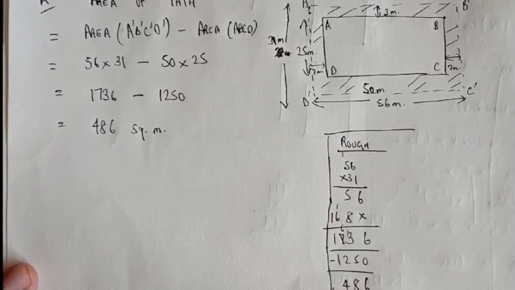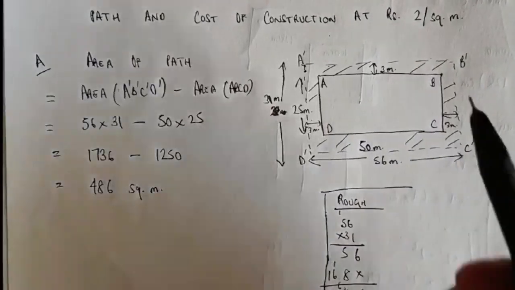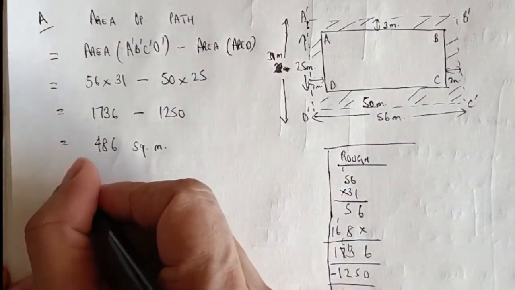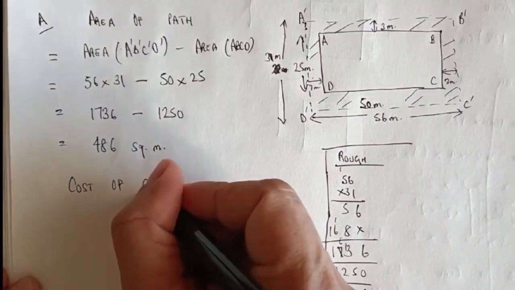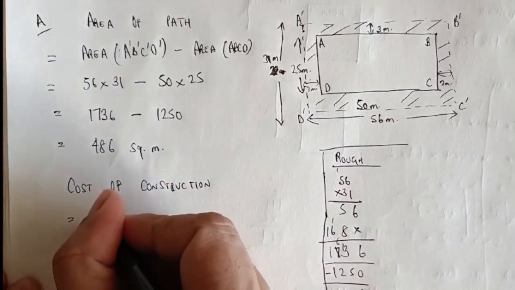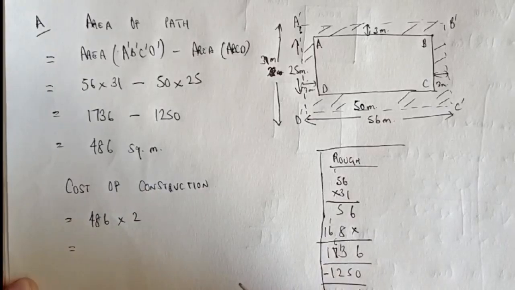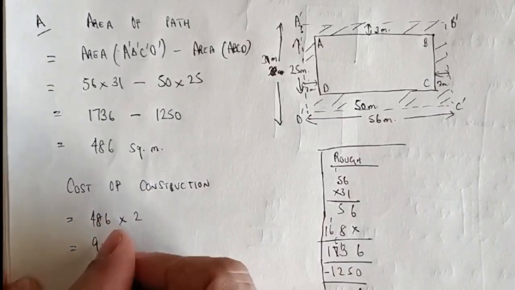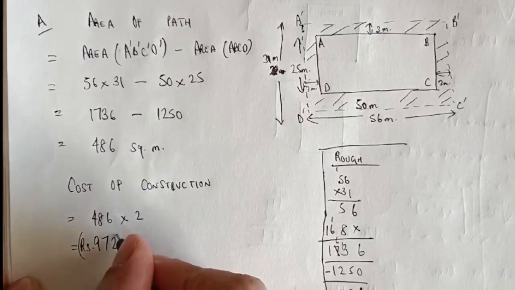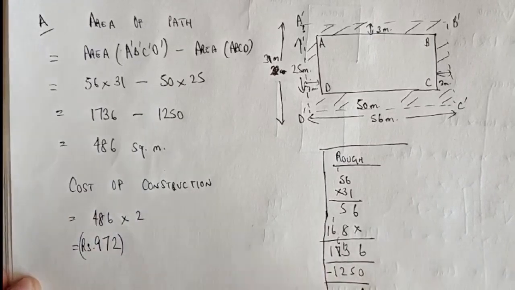Right, so continuing here, that is the area of the path. And the cost of construction. So what is the cost of construction? Rupees 2 per square meter, right? So the cost of construction will be nothing but 486 into 2. So 486 into 2, what is that? You will find that to be 972 rupees. So this will be the answer to the cost of constructing this path.